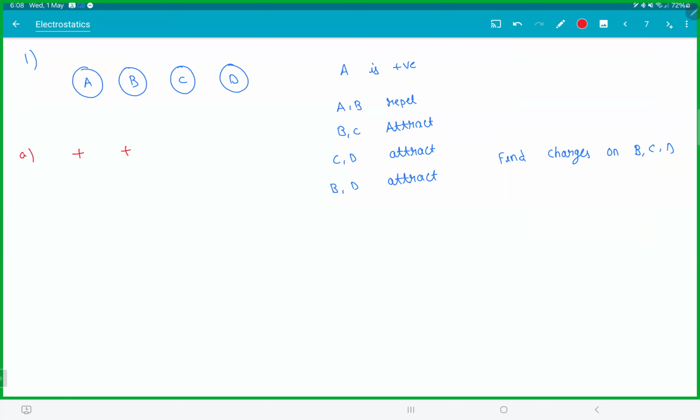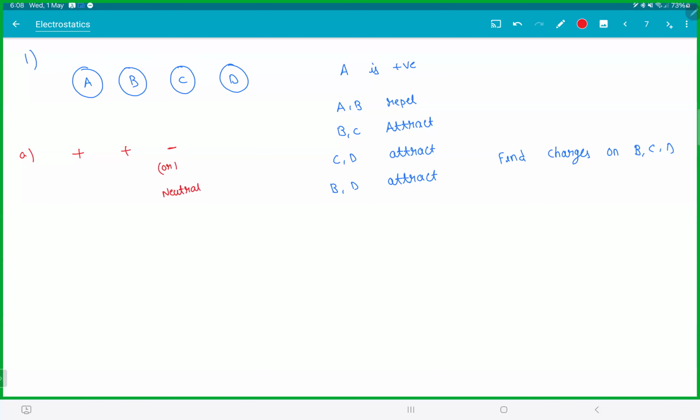Now, you say B and C attract. So, they can attract for two different reasons. One, C could be a negative charge, or you could have been neutral. That is also an option. For two bodies to attract, it is not necessary they should always have unlike charges. Even if you have a charge and a neutral body, they can still attract.